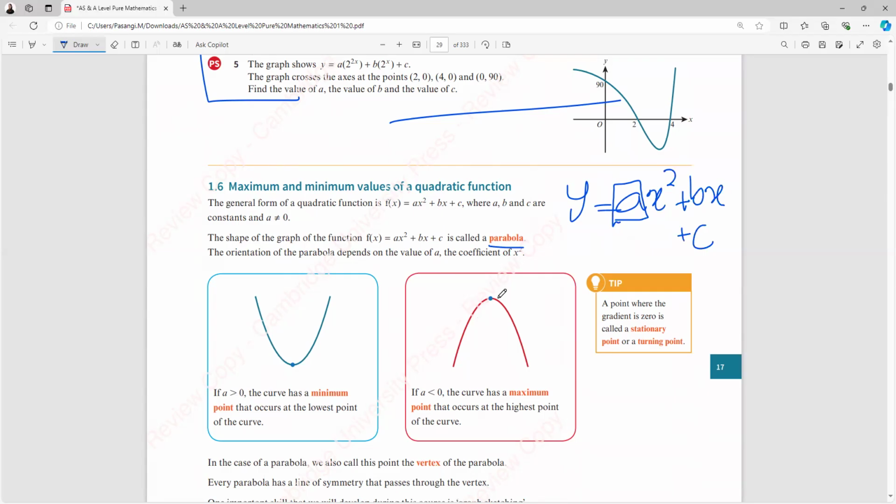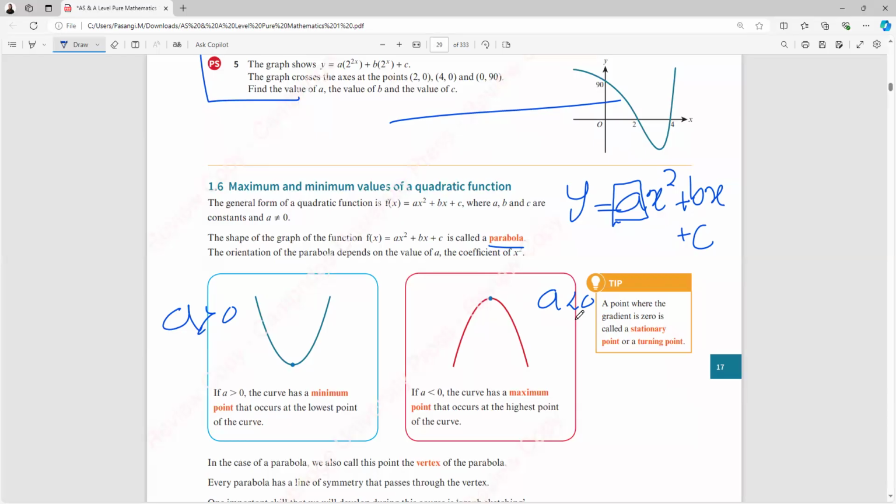If the curve has a maximum value, that means the curve is V-shaped, then we should have that a value as a negative value. Here we have a positive value. Here we have a negative value. If the curve has a minimum, then the coefficient of the x squared term is positive. If the curve has a maximum value, then the a value should be a negative value.